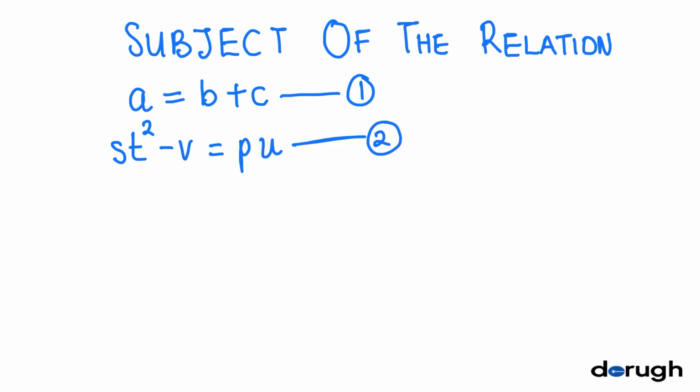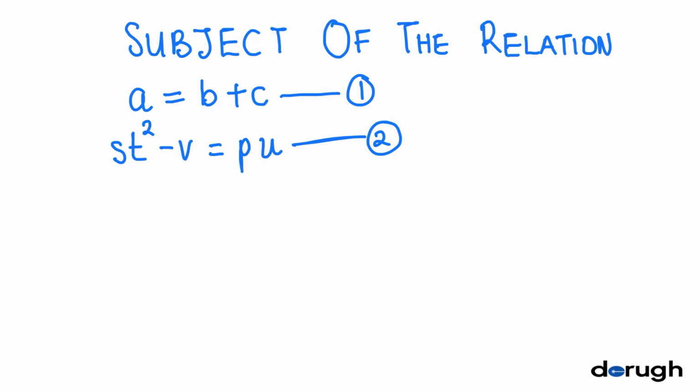In equation 2, we actually have ST squared minus V equals PU. So there isn't any clear subject of this formula right now because we have multiple expressions or elements on both sides of the equal to sign. But we can definitely make an expression the subject of the formula. All we have to do is do a little moving around.